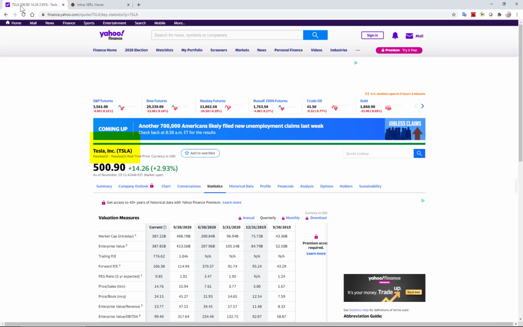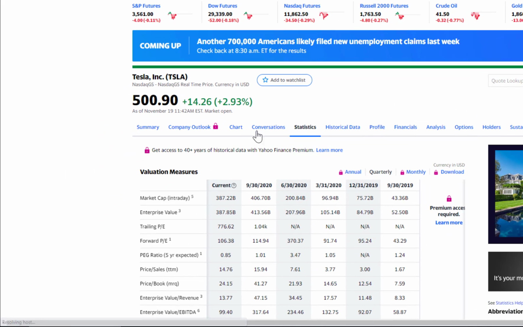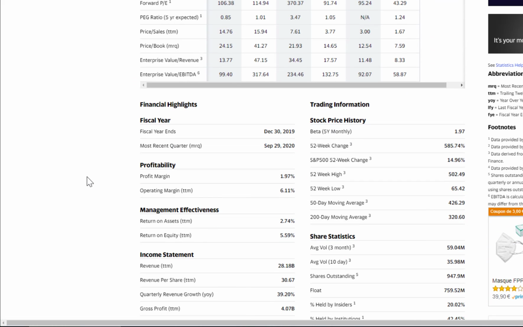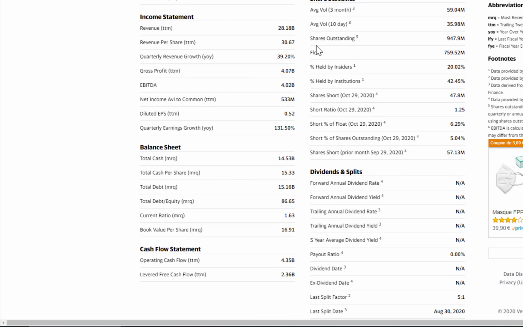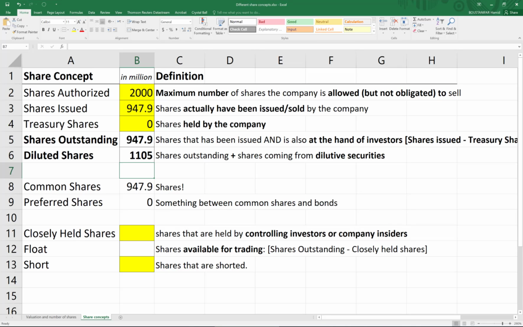So now let's go and get a little bit more numbers. We can get some further numbers from Yahoo Finance if you go to the statistics part, and that's also been explained in the previous video in the description. Also the link is there, but here I just directly go to this number. So here you see shares outstanding 947.9. So that's exactly the number we computed from the financial statements.